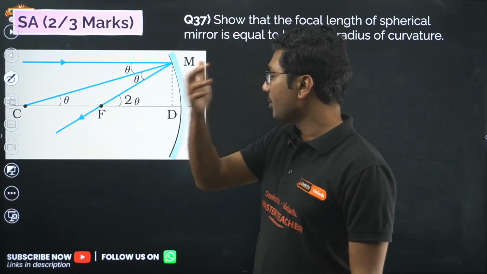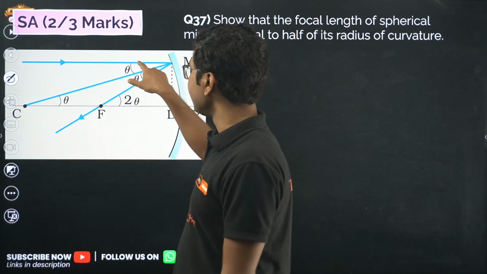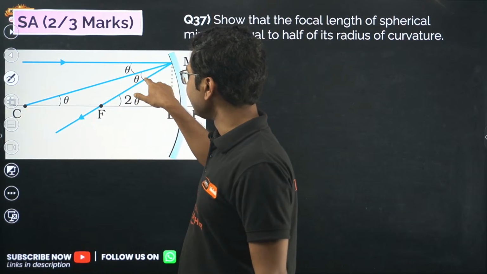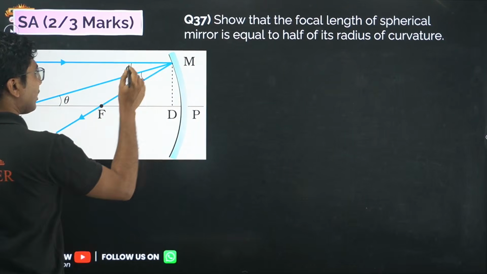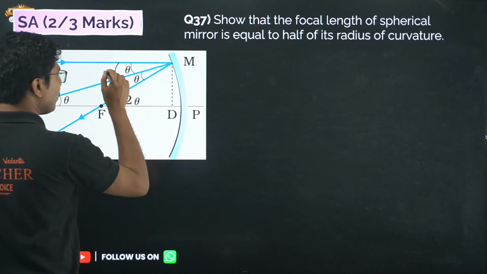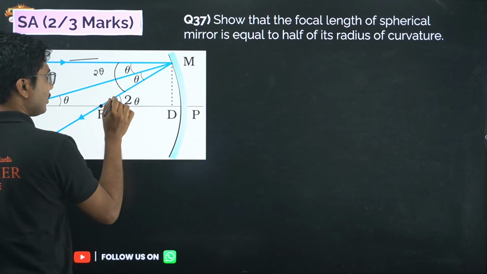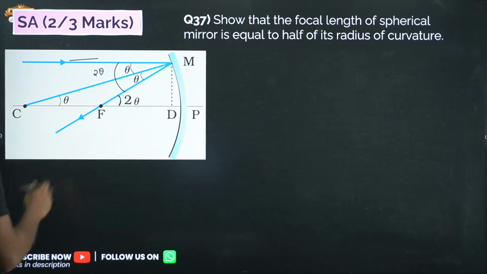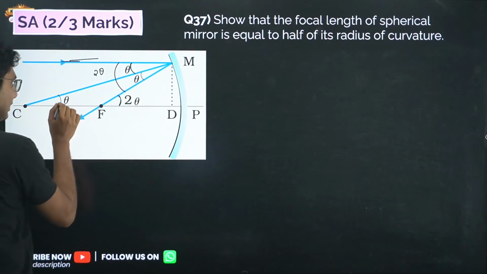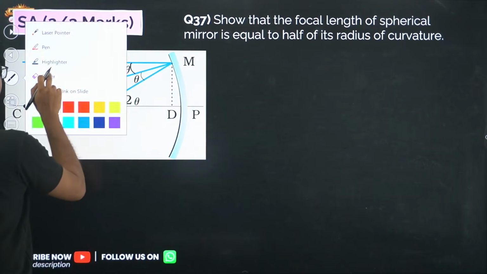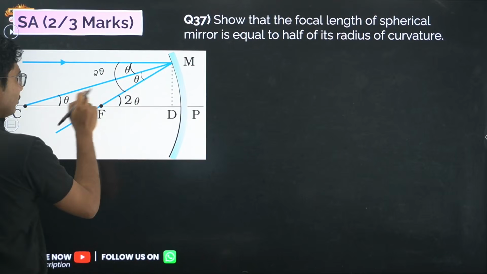Now you have to join the center of curvature and the point of reflection. Then this will be the angle of incidence and this will be the angle of reflection. If you add both the angles you will get 2 theta, and this is the parallel line, this is the bisector, so this angle will be 2 theta. Similarly, this is the parallel line, this is the bisector, this angle is theta, then this angle will also be theta, alternate angles. Both are alternate, but the bisectors are different. That's why these two angles are different.